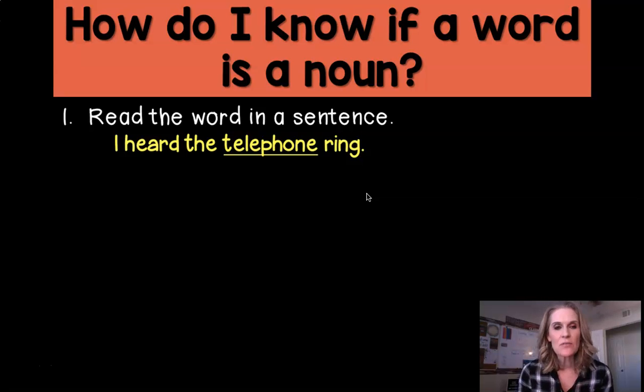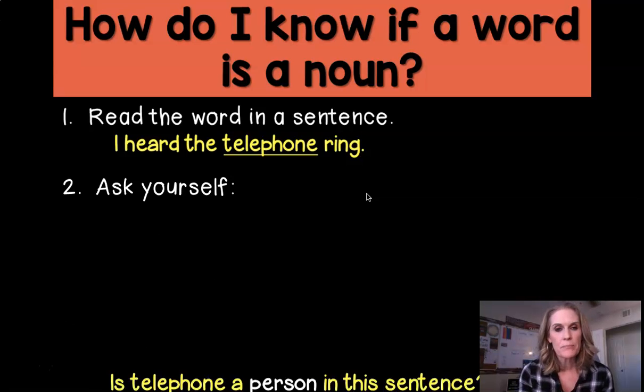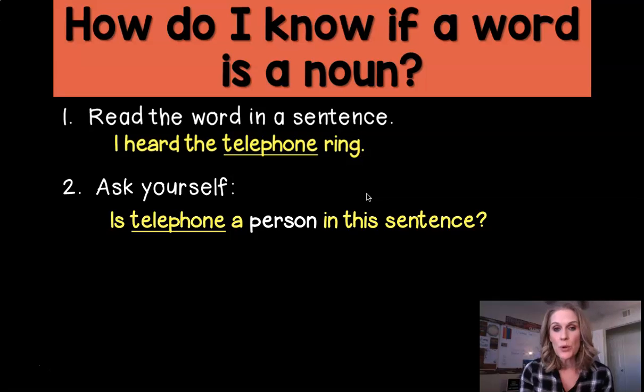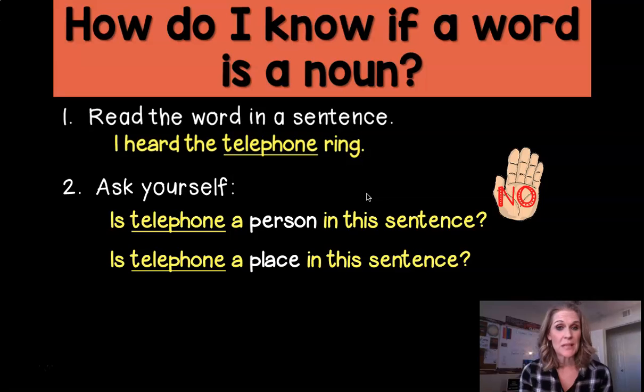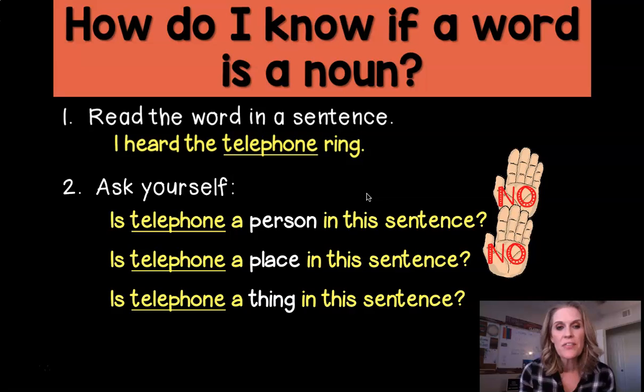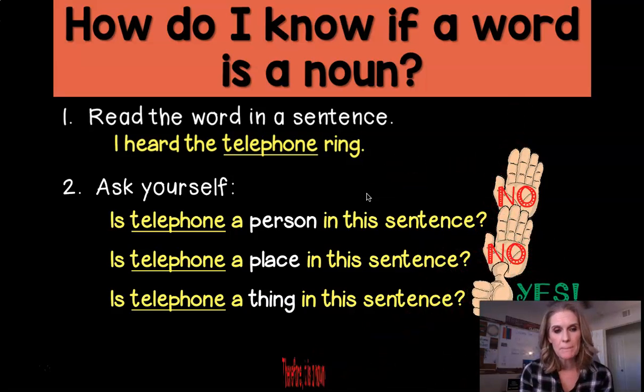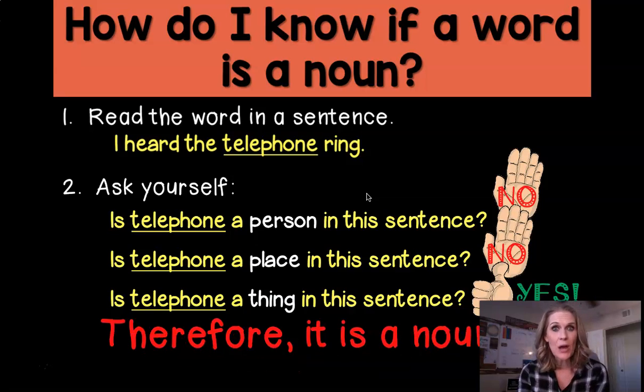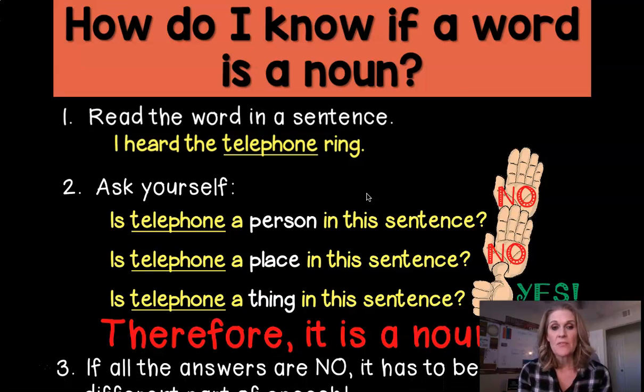I heard the telephone ring. Ask yourself, is telephone a person in this sentence? No. Is telephone a place in this sentence? No. Is telephone a thing in this sentence? Yes, telephone is a thing. Therefore, it is a noun. Remember, a noun is a person, place, or thing. If all the answers are no, then it has to be a different part of speech.